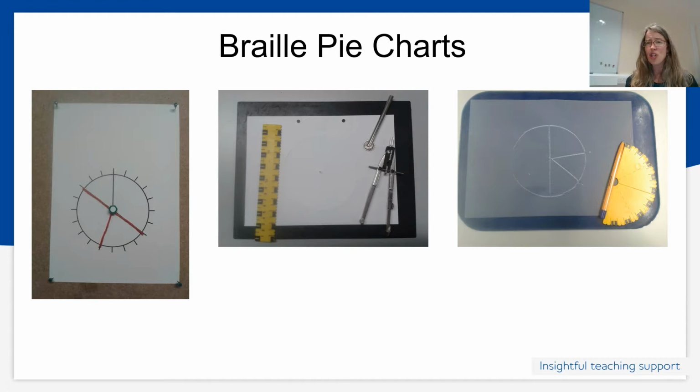Here we've just drawn a circle with a standard compass using a pen, a standard biro. If you write on plastic embossing film with a standard biro, the line becomes tactile, raises up, and you can see how we can then produce a simple pie chart with that, again using a drawing mat underneath.